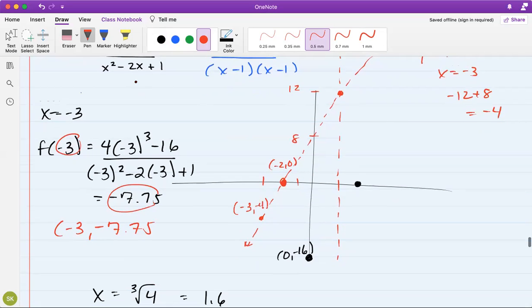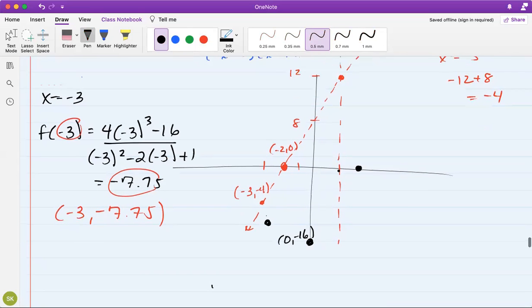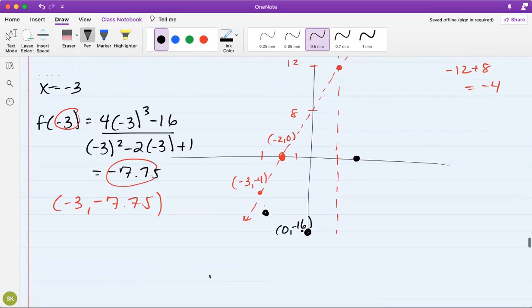This is -3, -7.75, and I need to know if it's above this oblique asymptote or below it. And it turns out that it's going to be below it because the y value here is -4, and this y value is -7.75. And it's bigger than -16, so it's somewhere around, let's just say it's right here. Okay, so that gives me an idea of what's happening here. In this section of the graph, now we're going to go towards this oblique asymptote, so we're going to go down like this.